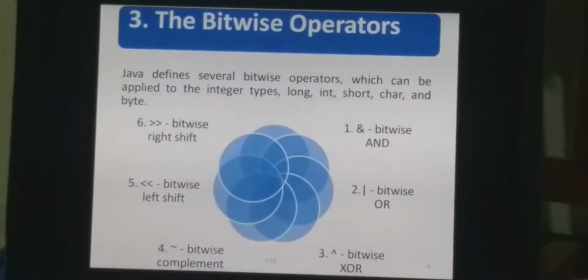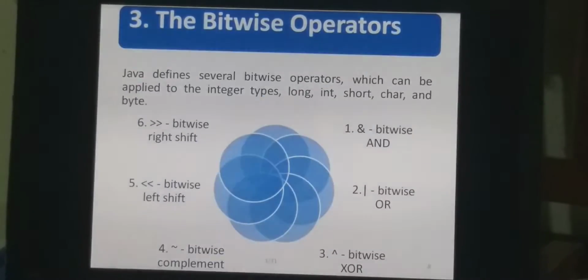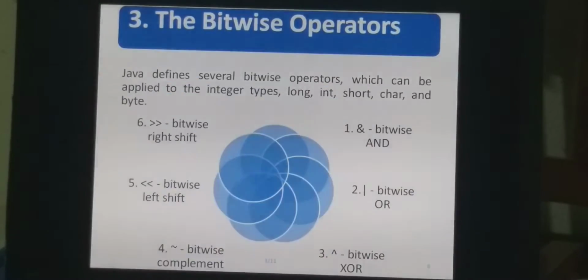Then bitwise operators. Bitwise operators handle the operands in bits. Even though an integer value is given, it will convert the integer value to its binary equivalent. Then it will handle only the binary values. That is called bitwise operators. There are six types of bitwise operators: bitwise AND, bitwise OR, bitwise XOR, bitwise complement, left shift and right shift.